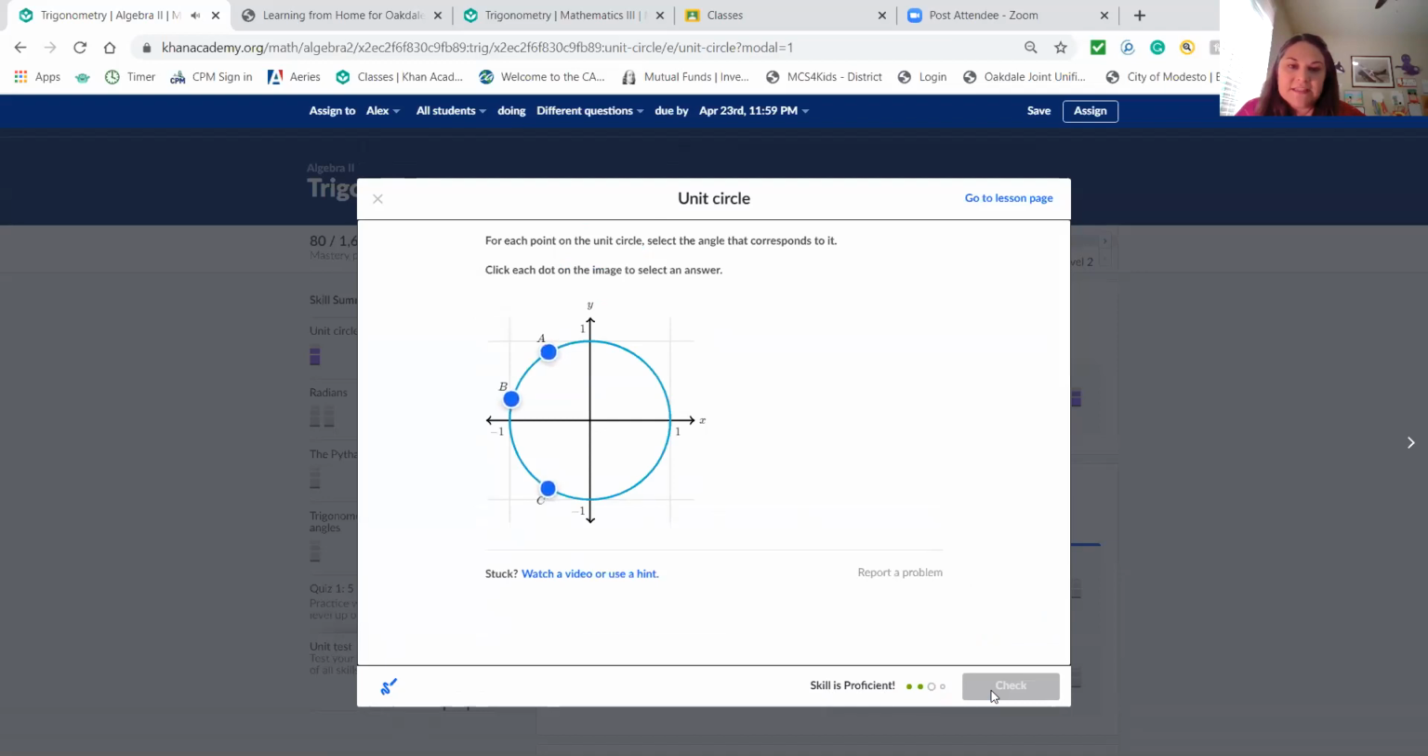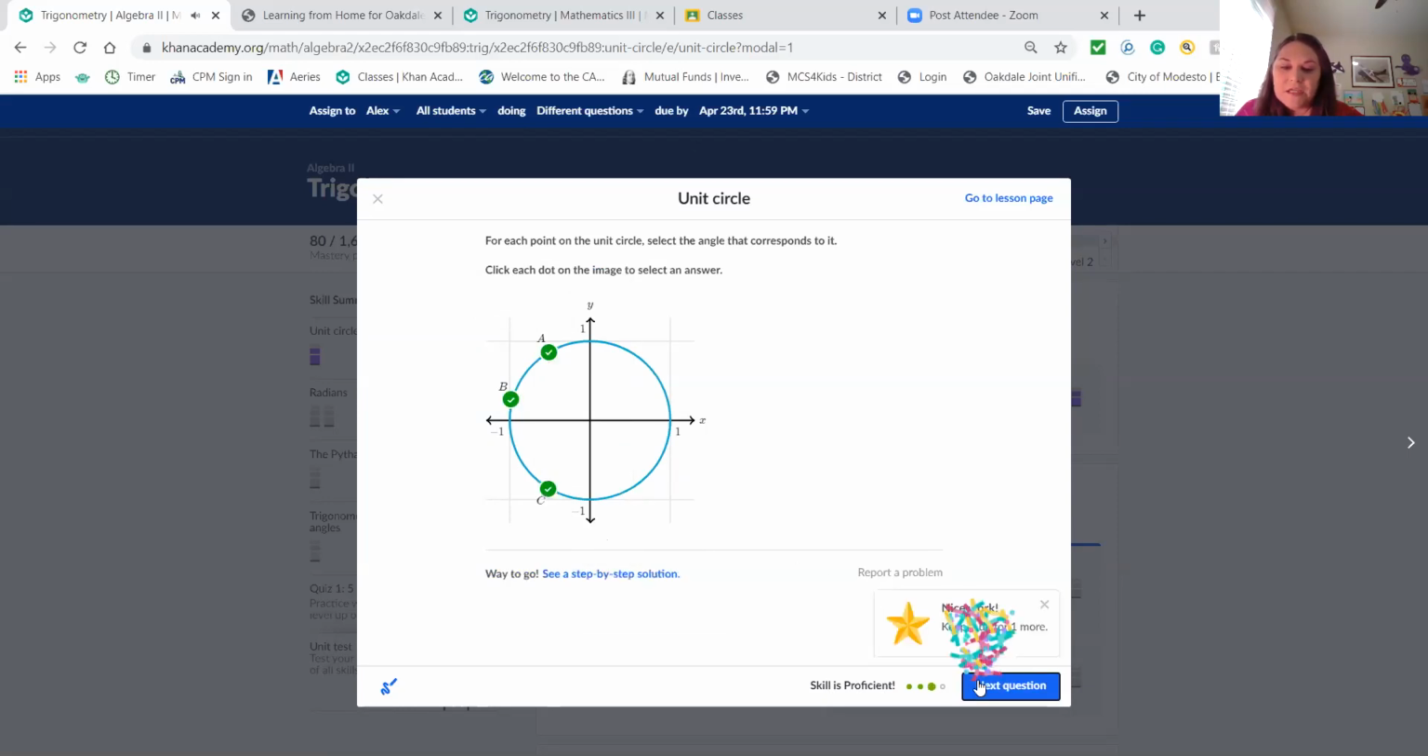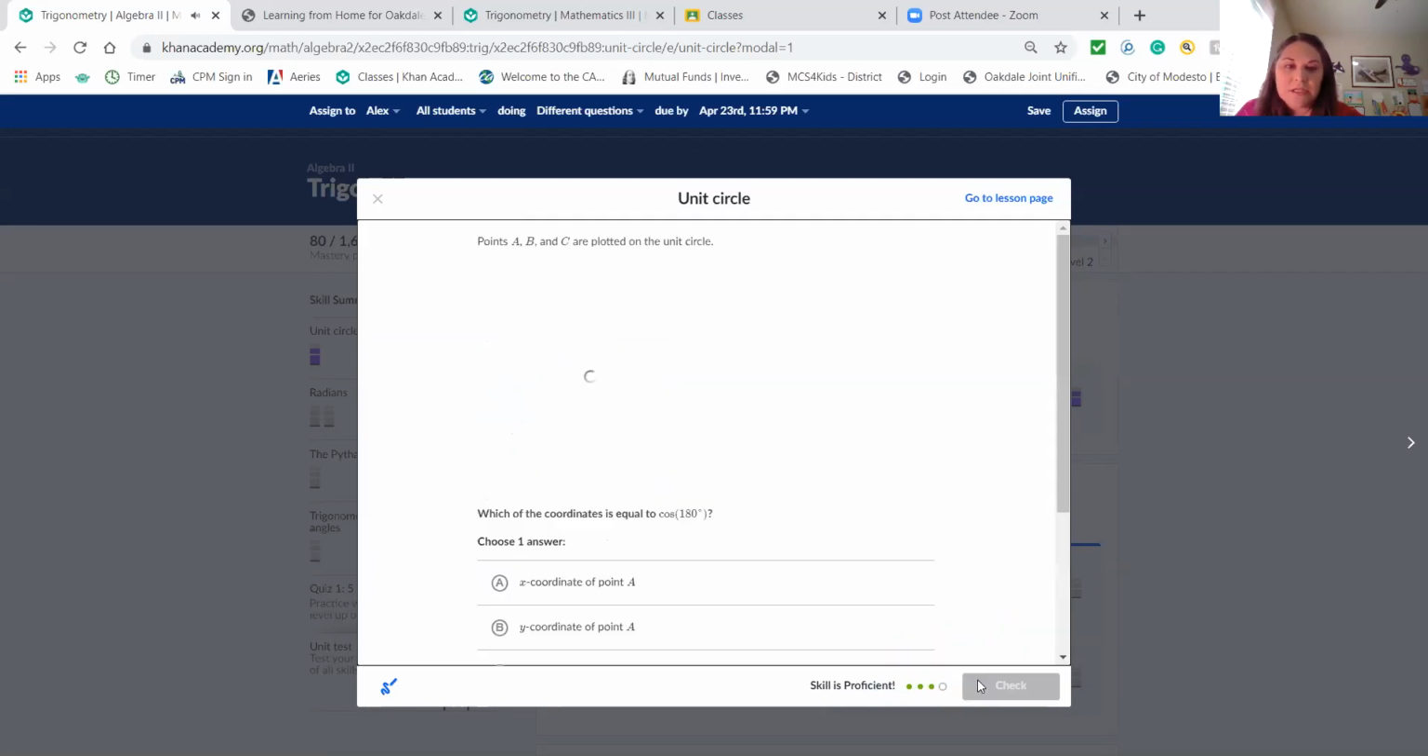For each point, select an angle that corresponds to it. So you would click on each dot. A and B are both greater than 90 and less than 180. So it's either going to be 120 or 165. It's going to be 120 because it's closer to 90 than it is to 180. Then point B is going to be the 165. Point C is going to be greater than 180 but less than 270.